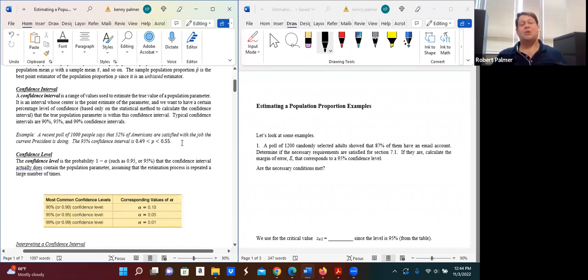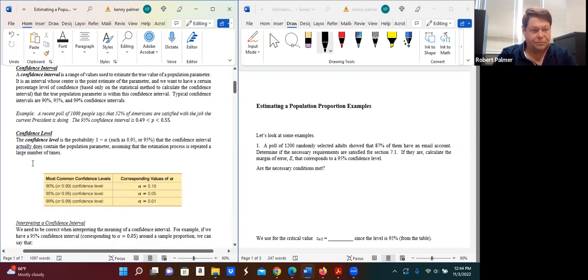So if you want more confidence that you have actually captured the true value within your interval, then essentially the more uncertainty you have. Now, this confidence level is a probability we're going to call 1 minus alpha. Once again, this is going to be such as 0.95, or 95%, that the confidence interval actually does contain the population parameter, assuming the estimation process is repeated a large number of times. So it's more based on the method of doing this.